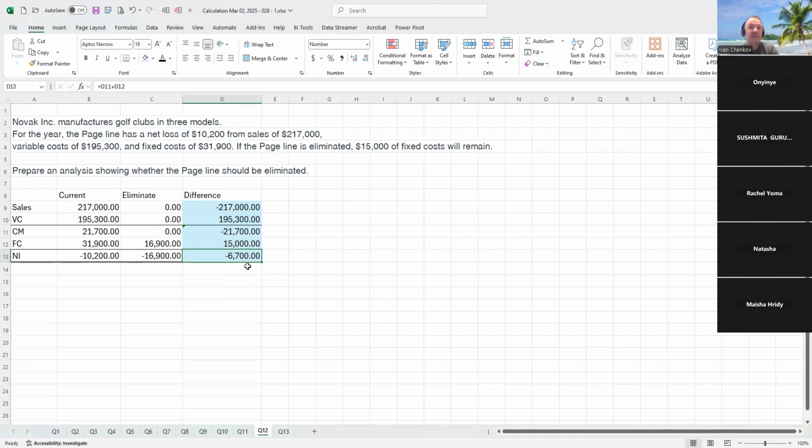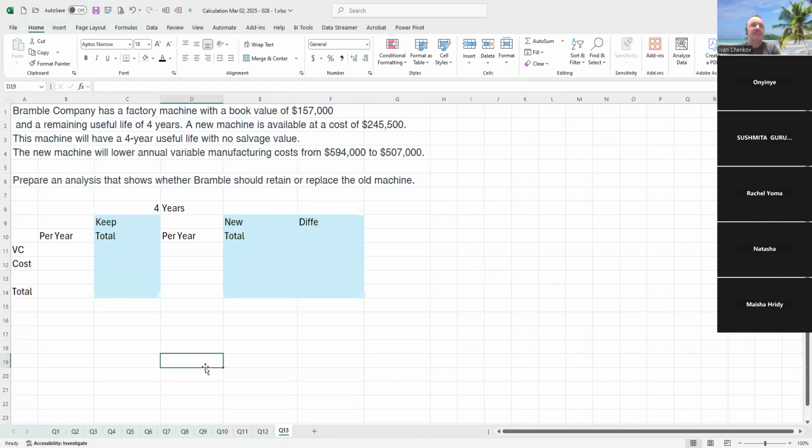With this division, the way it is, I'm losing 10,000. If I eliminate it, my loss is 16,900. What do you want, losing 16,000 or losing 10,000? Losing 10,000. So how much loss are you going to save? 6,700. You're losing 6,700 less with this division compared to if you eliminate it. Make sense? So basically, yes, you're still losing money, but you're losing less. So the saved loss is also a gain.